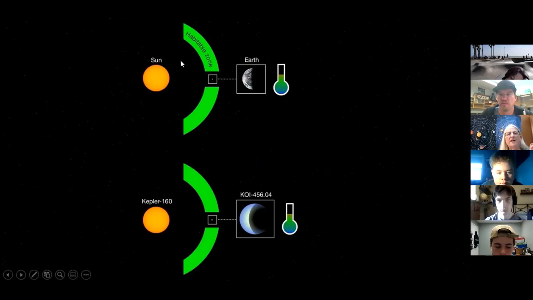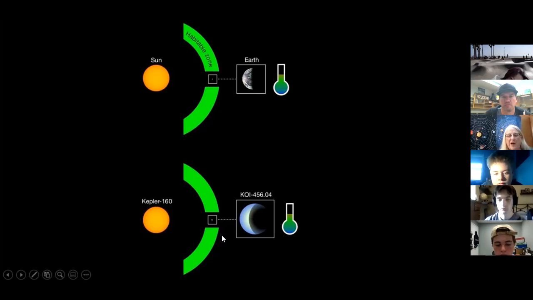Cool. Our sun, our habitable zone where we find our Earth. And this represents the temperature, so a nice temperature for liquid water. This star is Kepler 160, a little bit bigger, a little bit cooler than our sun. And 4 planets have been found. 2 are gas giants. This star is about 3,000 light years away.